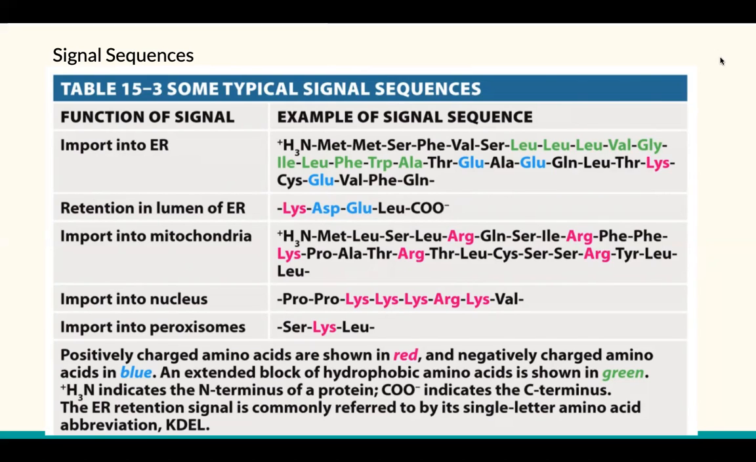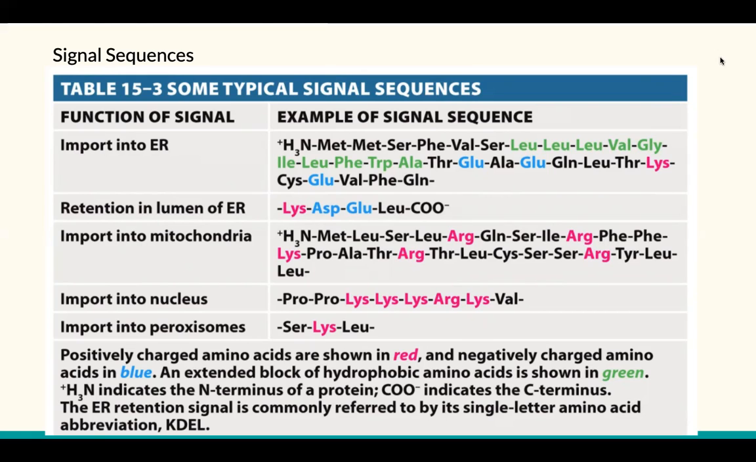So for the retention in the lumen of the ER, you have a basic amino acid, and then you have your negatively charged amino acids. If she gave you hydrophobic amino acids in this retention C terminus sequence, it wouldn't stay in the ER because it doesn't have the proper chemistry. So it doesn't have to be exactly the amino acids you see here. You just have to understand the chemistry behind the ones that are in these sequences. You just have to understand that the chemistry plays an important role in the function.